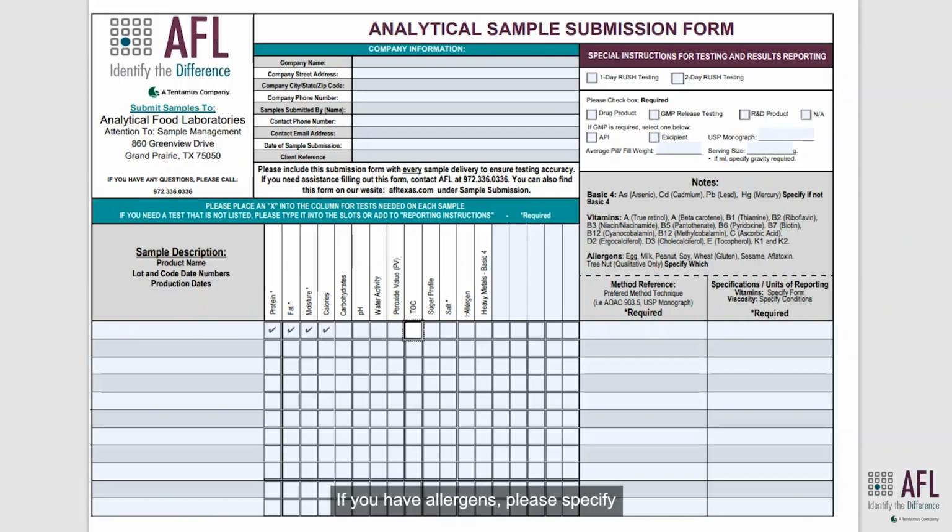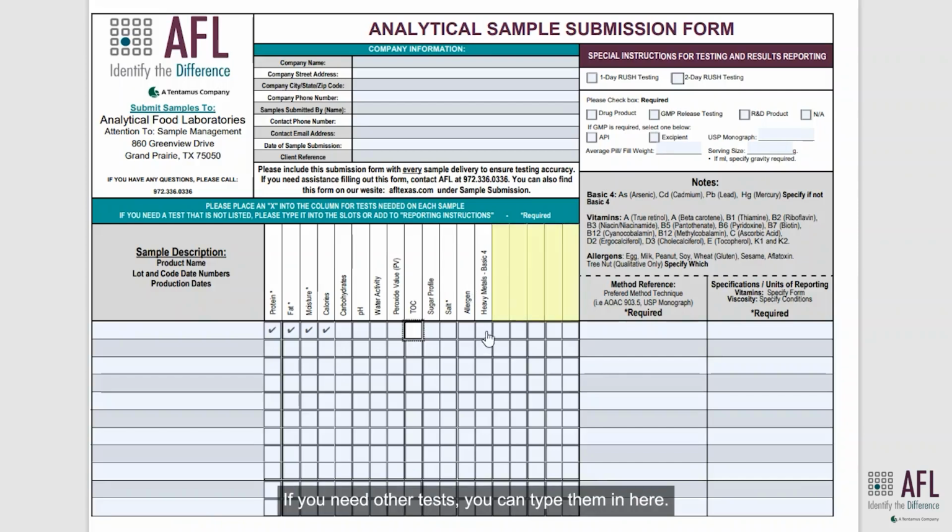If you have allergens, please specify which allergen you need testing. Do you need just gluten? Do you need gluten and soy, or do you need all 9? Big 9. If you need that, again, just put Big 9. Emails also with these can help.